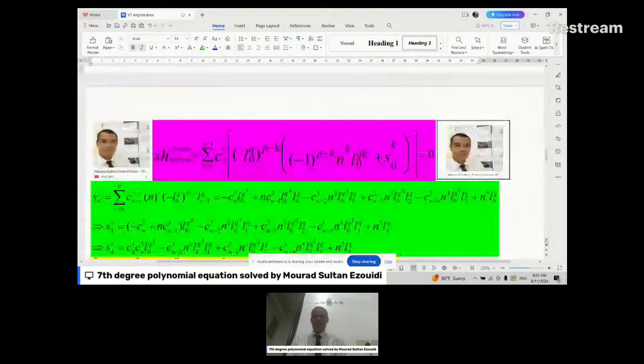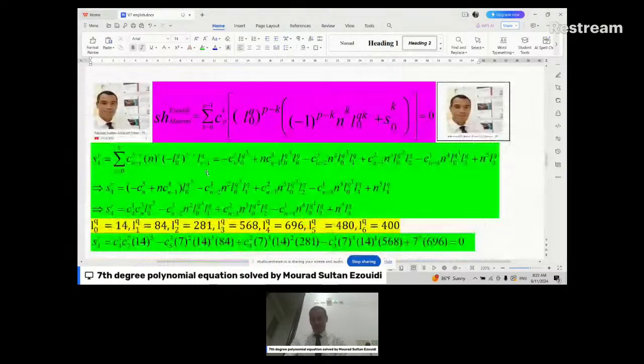When k equal 5, I will obtain this one, which is equal to negative combination n choose 5 L0 for the q raised to the power 5, plus n combination n minus 1 choose 4 times L0 for the q raised to the power 4 times L0 for the q, minus combination n minus 2 choose 3 n squared L0 for the q cubed times L1, plus combination n minus 3 choose 2 n raised to the power 3 times L0 for the q raised to the power 2 times L2, minus combination n minus 4 choose 1, n raised to the power 4 times L0 for the q times L3 for the q, plus n raised to the power 5 times L4 for the q.